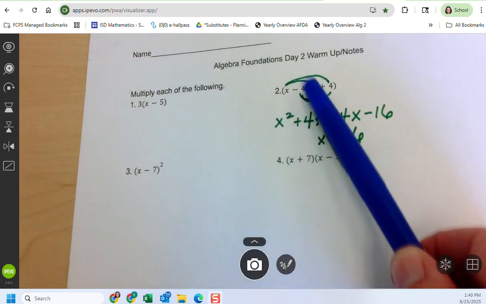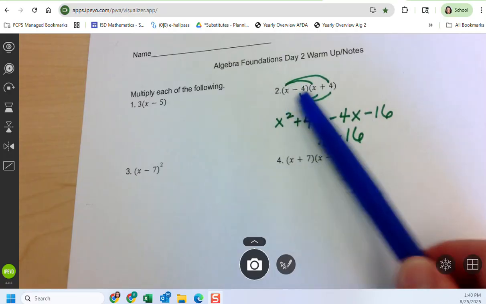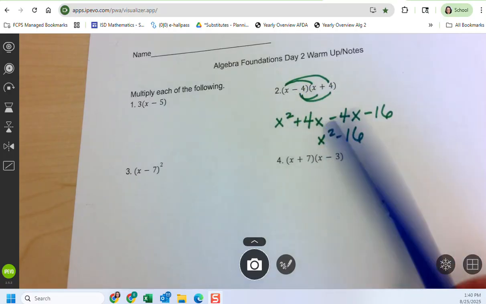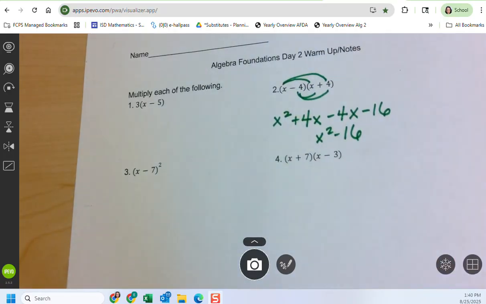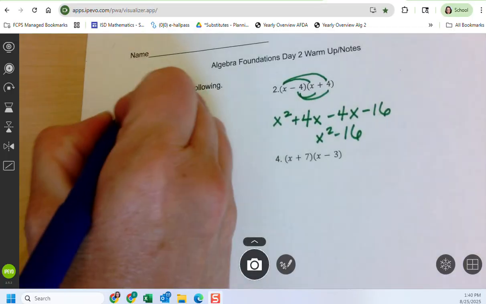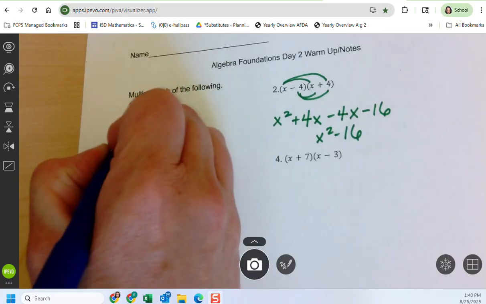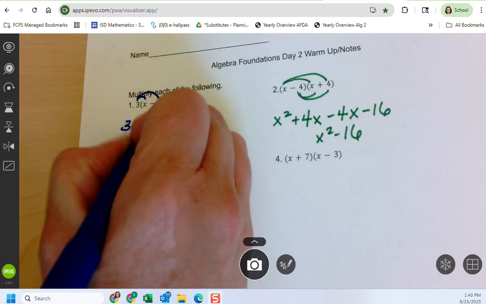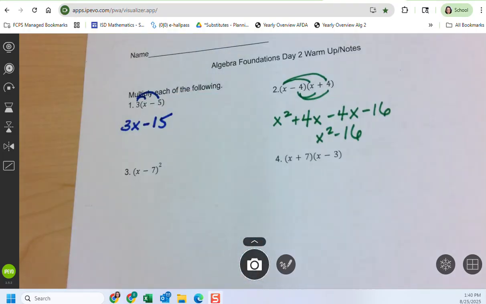We distributed the x first, and then we distributed the -4, and what happened was our middle terms canceled out. So we ended up with x squared minus 16. We're going to go back to number 1. In number 1, you're just distributing the 3. So 3 times x gave you 3x, and 3 times -5 gave you -15.